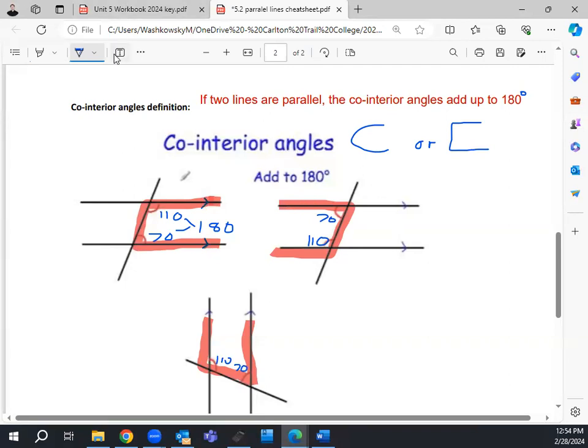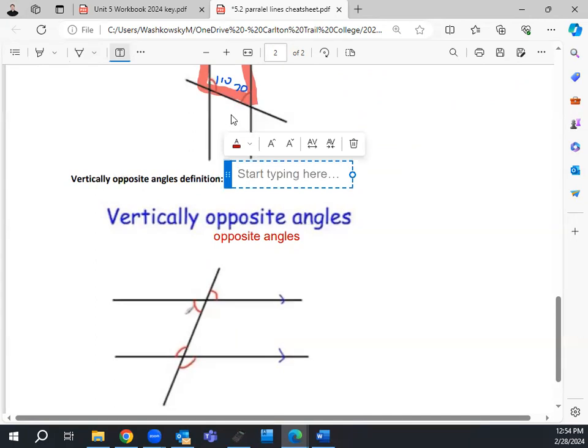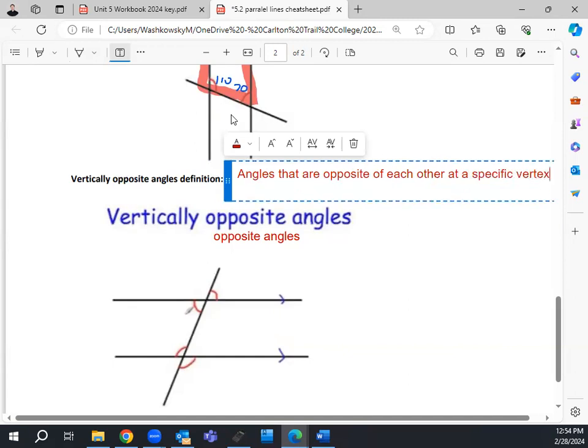And finally, we've got one more. We have vertically opposite angles. These are also sometimes just called opposite angles, so you'll see these interchangeably. If you see an opposite angle, it means vertically opposite. A vertically opposite angle is, basically, angles that are opposite of each other at a specific vertex. Again, we'll break this down.